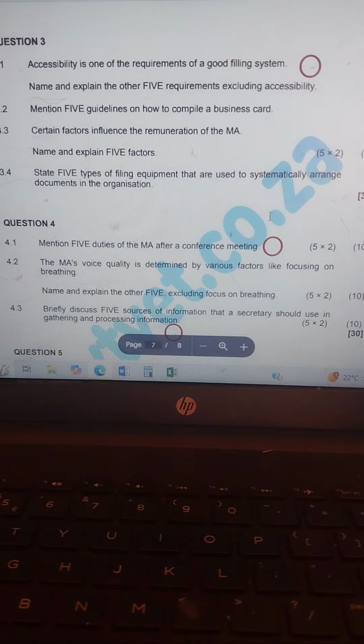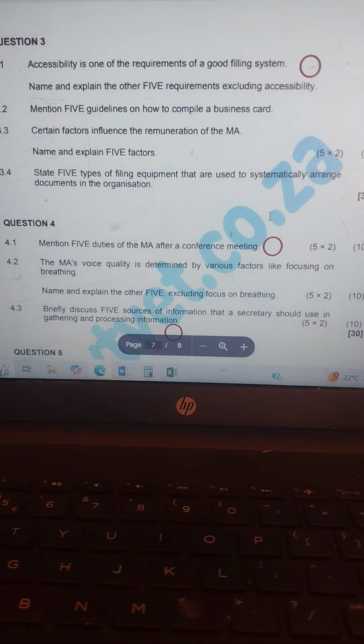Then we go to question 3. Accessibility is one of the requirements of a good filing system. Name and explain the other 5 requirements excluding accessibility. Number 1, we have suitability. The explanation of suitability is the filing system must fit the specific needs of the company.